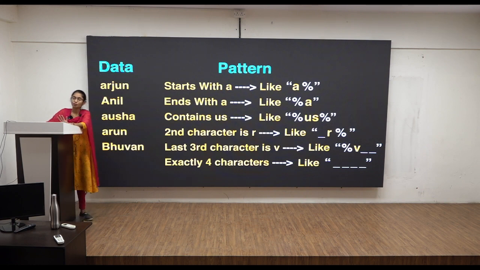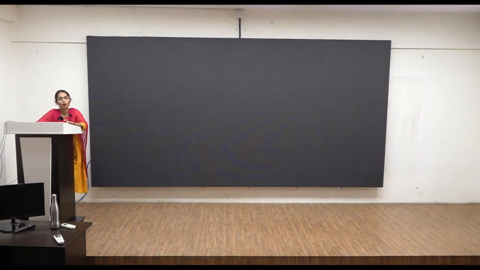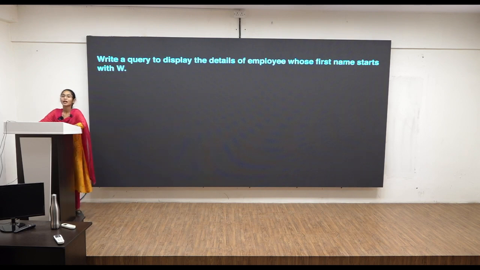Once you understand this, the second important thing you have to know is understanding the question. In every question, partial information will be there, but you need to take that partial information properly, the pattern that you need to provide. Let us see the questions we can encounter related to the LIKE operator, and how they can ask a particular question. Here is the question: write a query to display the details of employees whose first name starts with W.